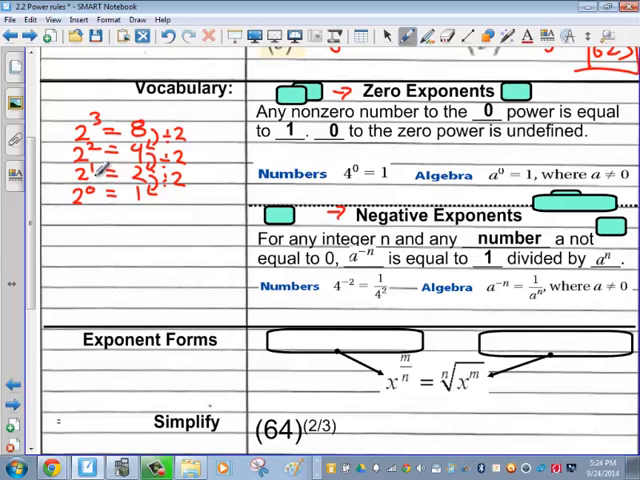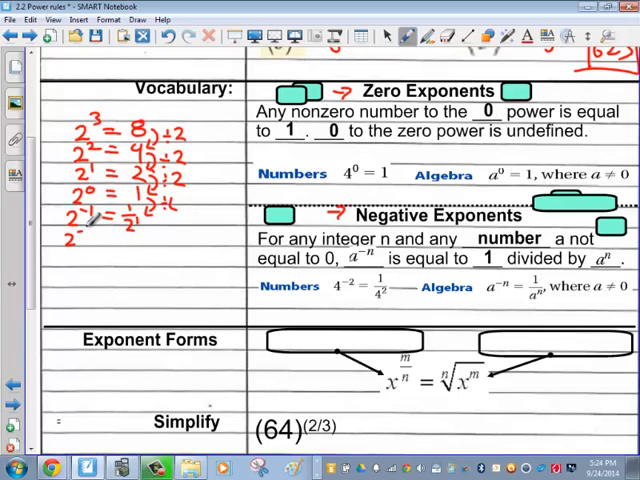So we got 3, 2, 1, 0. Well, the next one would be negative 1. So if we had negative 1 and we divided by 2, we would have 1 over 2 to the 1 power, right? We could put it up there. See the negative 1 right here becomes a positive 1 and comes in the denominator.